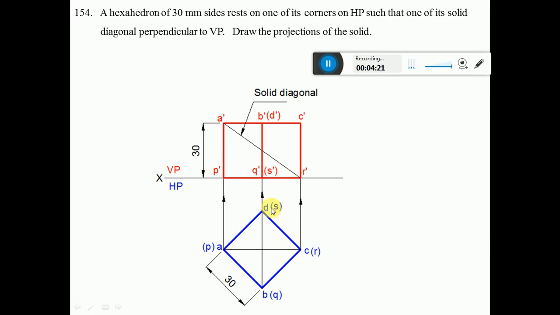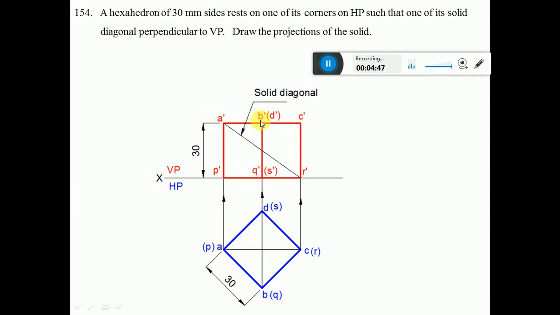So S dash will be invisible. So we mark them. Then you take the height of 30 and then draw a perpendicular from P dash and you measure 30 and mark that point, and similarly you complete this rectangle.